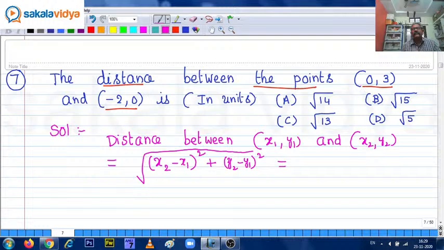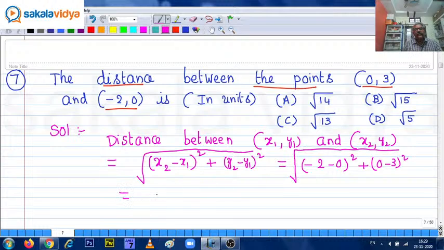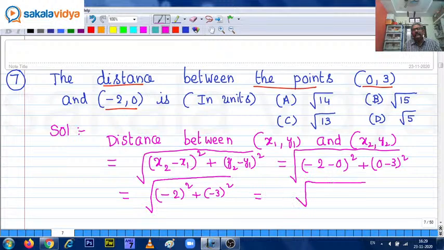So now let us substitute. X2 means -2, x1 is 0, minus 0 square. Plus y2 means 0, 0 minus 3 whole square under root. So let us simplify it. You will get the answer. -2 square, obviously you get here also -3 square and square root. -2 square is 4 only, -3 square 9 only. 9 plus 4 is 13. Root 13 units is the answer. Root over 13 means C is the right option.